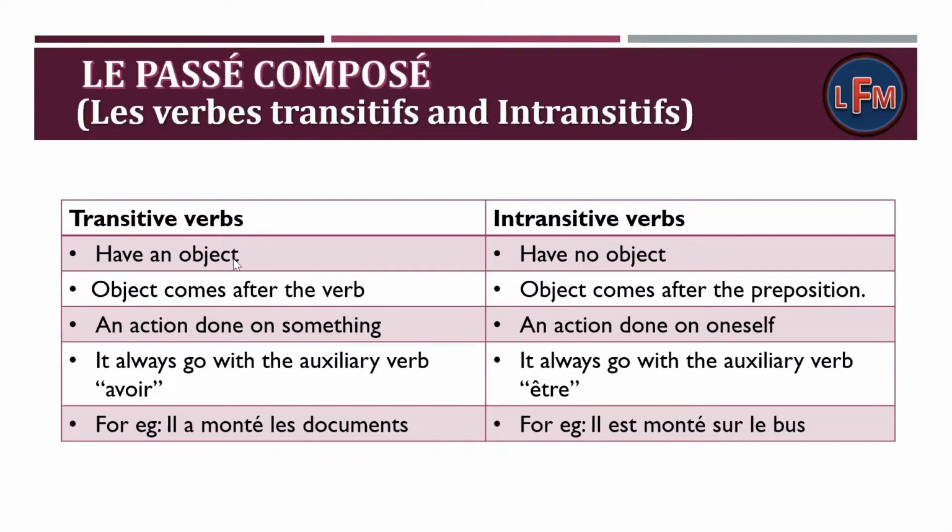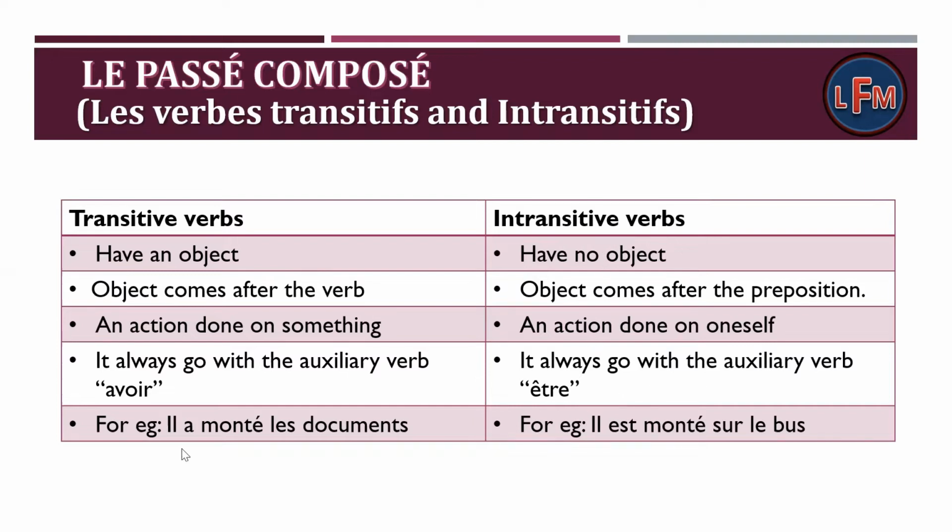Transitive verbs have an object and intransitive verbs have no object. In transitive verbs, the object comes after the verb, and in intransitive verbs, the object comes after the preposition. An action is done on something in transitive verbs, an action is done on oneself in intransitive verbs. Transitive verbs go with auxiliary verb avoir, and intransitive verbs go with auxiliary verb être.